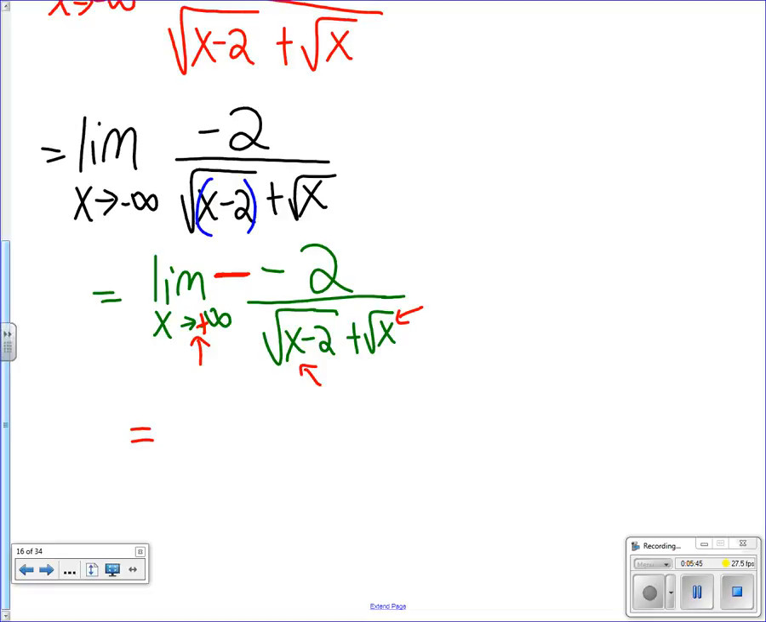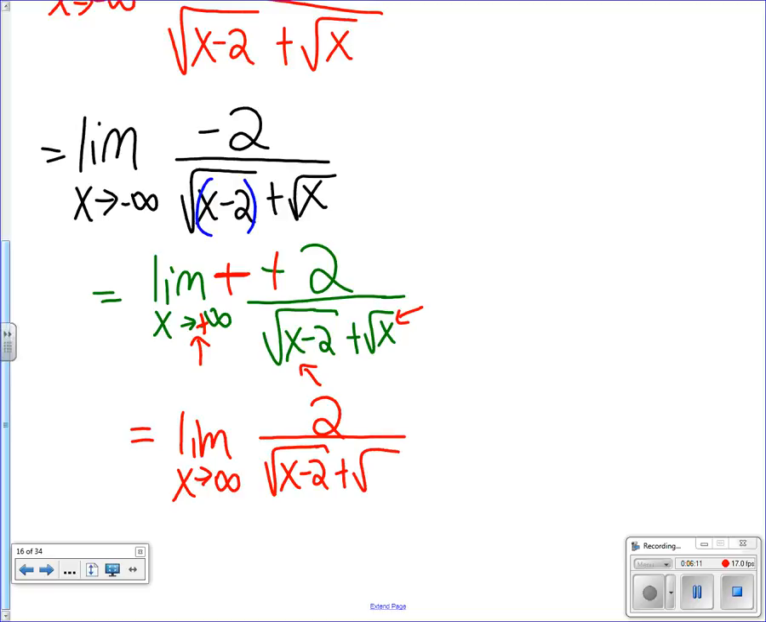So then we have the limit as x approaches infinity of negative 2, or the opposite of negative 2 just comes out to be positive 2, all over the square root of x minus 2 plus the square root of x. And now we can go ahead and plug in our infinity. So we still have 2 on top. On the bottom, you'd have the square root of infinity plus the square root of infinity.